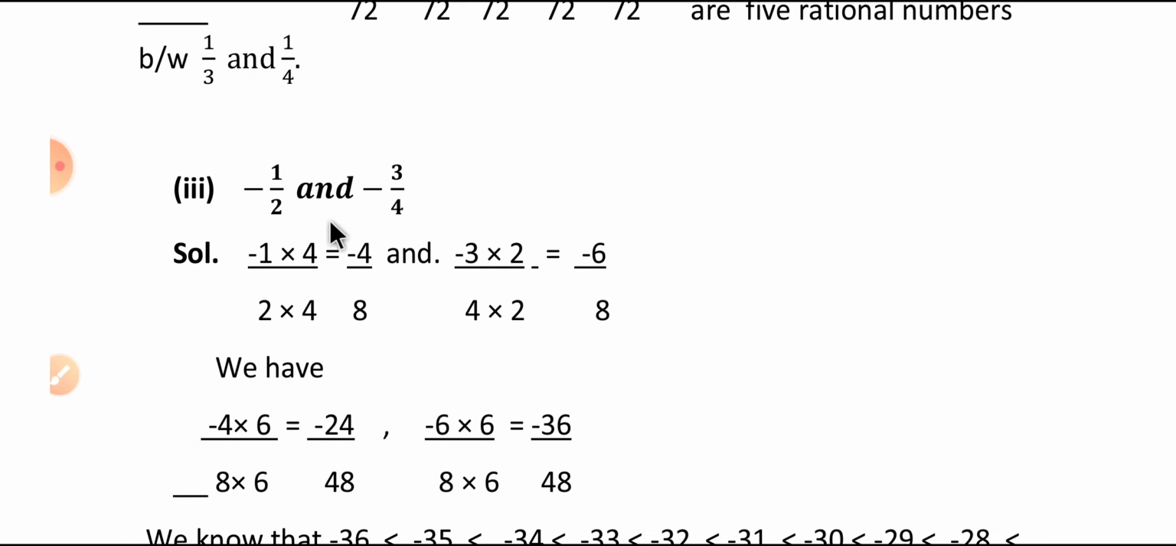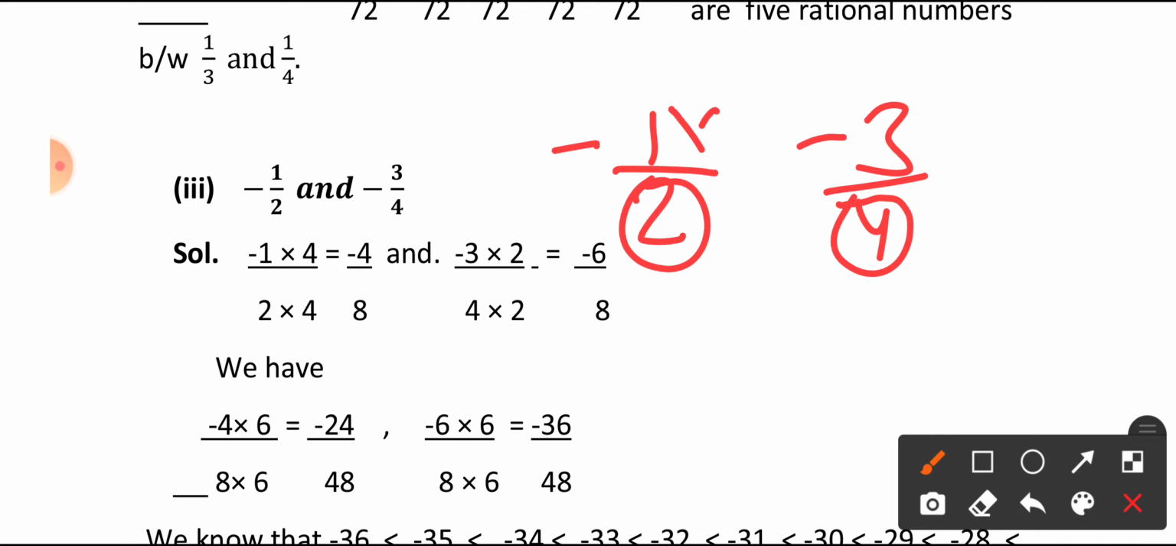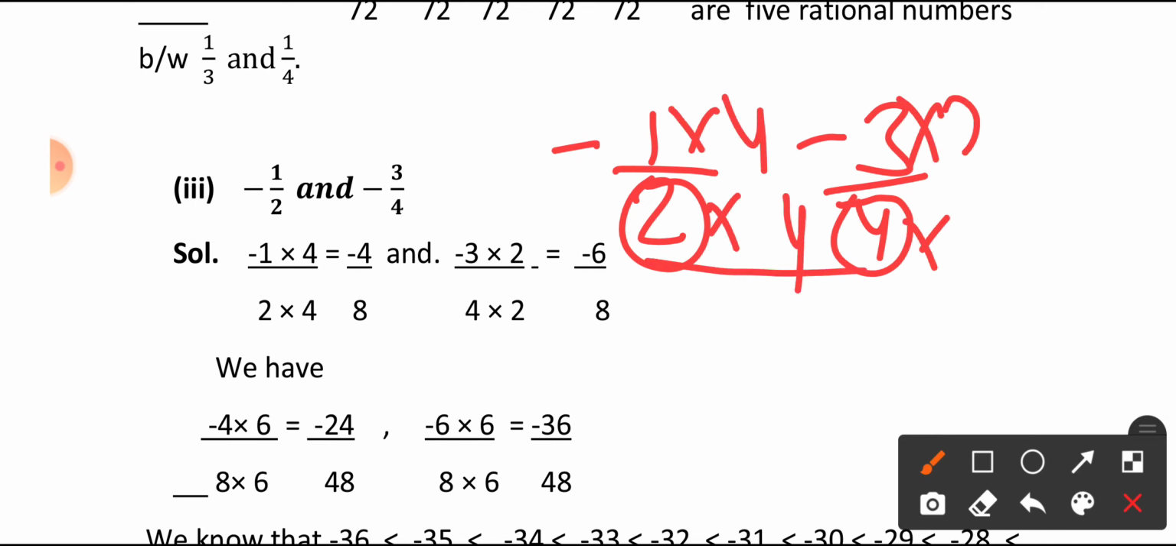Same, third one, -1 by 2 and -3 by 4. Again you can see that here the denominators are not the same. So first we will make the same denominator. Here -1 by 2 and -3 by 4. Here 2 is given and here 4. So in -1 by 2 you multiply by 4, and in this you have to multiply by 2. It means you have to cross multiply. In this you multiply by 4, and in -3 by 4 you multiply by 2.